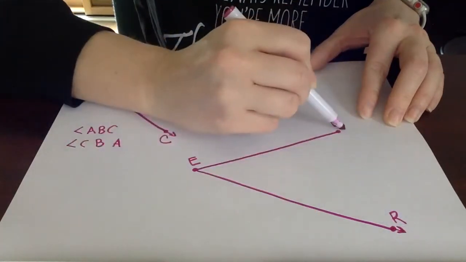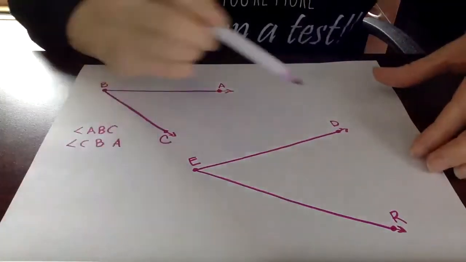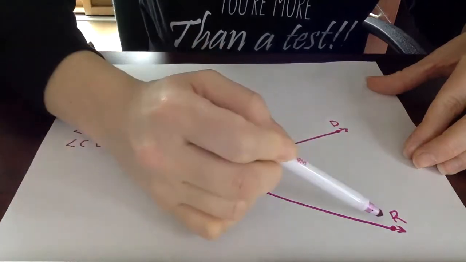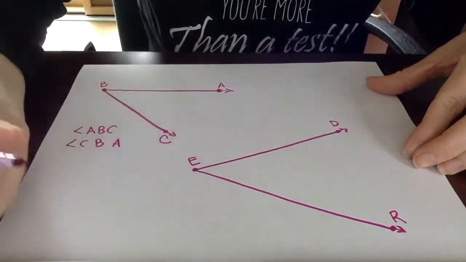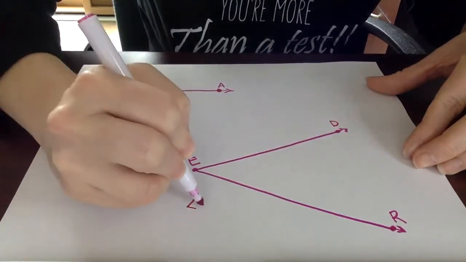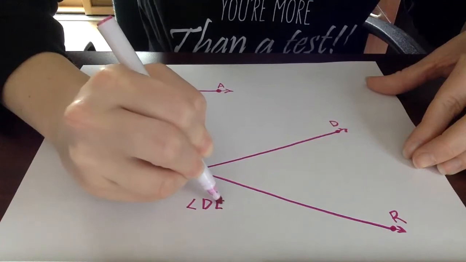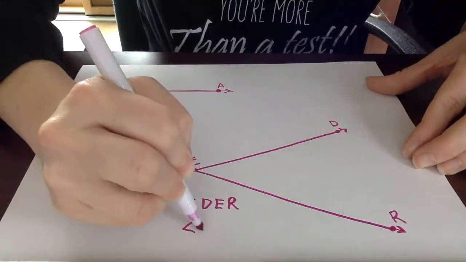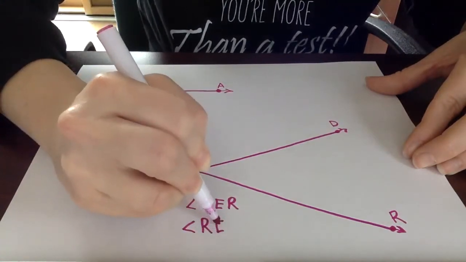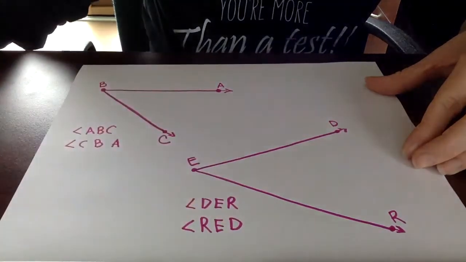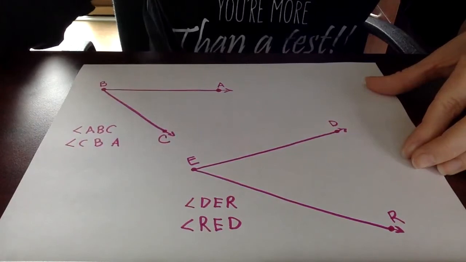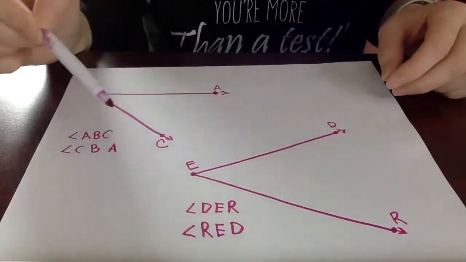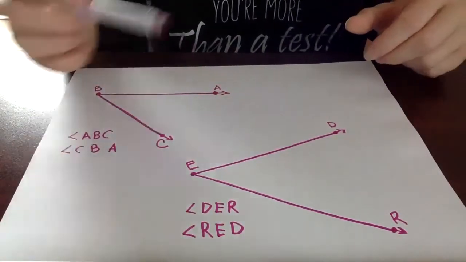Okay, so let's try this one over here. Let me get my little arrows to show that these are actually rays. Okay, so you'll notice we have D, the vertex is E, so that one definitely has to be in the middle, and we have R. So if I was going to name this angle, I would name it angle D, E, R, or angle R, E, D. Okay, so all I'm having you do today is to continue with the idea of naming angles, and that'll be important as we continue to add on a few things.